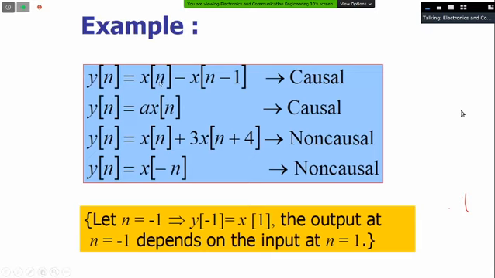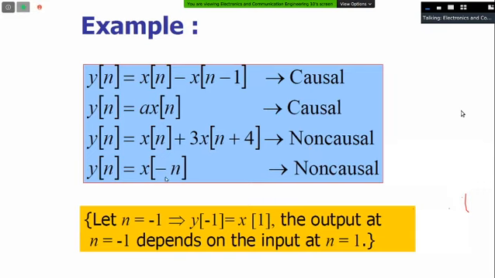So you see here, the output depends only on the present input, which is xn, and the past input, which is xn minus 1. So it does not depend on the future inputs. So therefore this is a causal system. Yn is equal to a into xn, right? So here also the output depends only on the present input. So therefore, it is a causal system. Now, yn equal to xn plus 3, xn plus 4. Now, this is a future value, right? So therefore, the output here depends on the future values also. So therefore, this is a non-causal system.